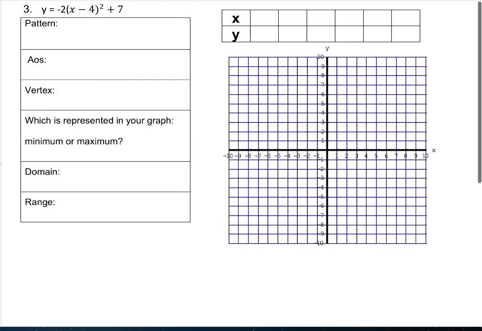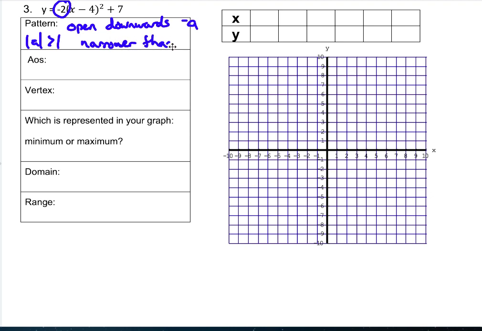All right, so let's do 2 more together. So here, my a value is a negative, so it's going to open downwards because I have a negative a. Because my a is greater than 1, it's going to be narrower than y equals x squared. Okay? So anytime that a is greater than 1, it's going to grow faster, so it's not going to be able to spread quite as far.